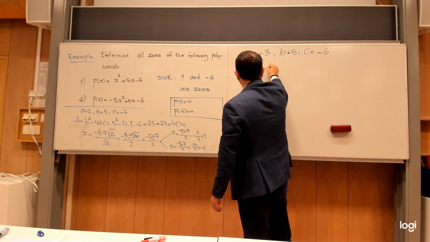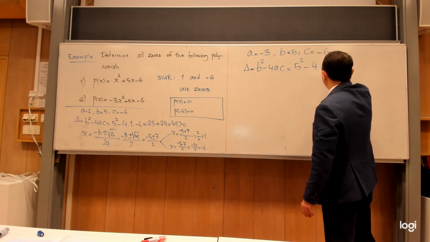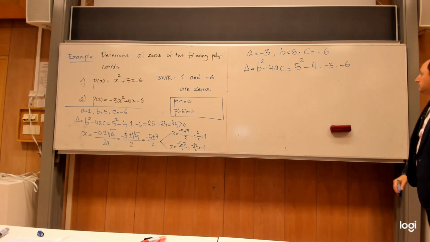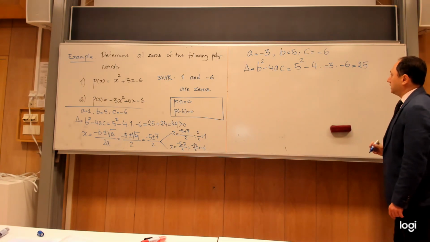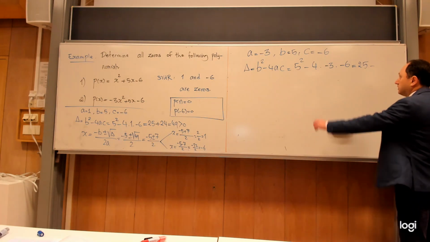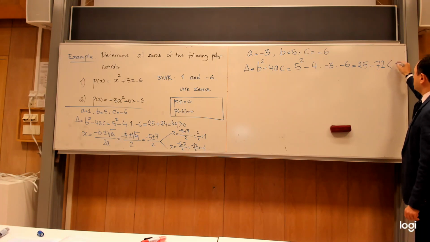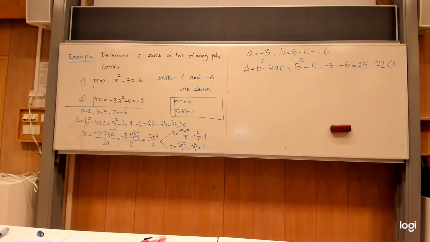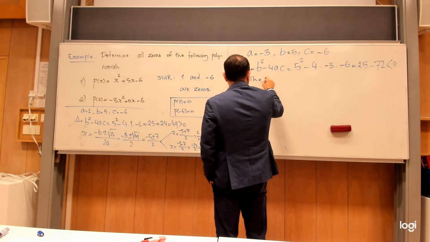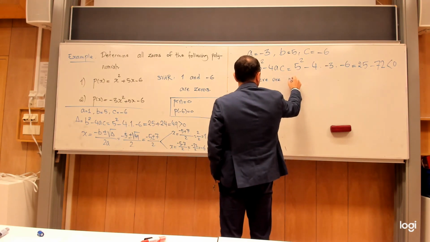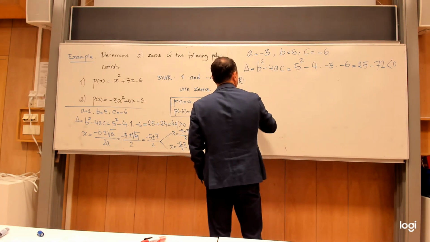Let me repeat the formula to memorize it. So B is 5 to the 2, minus 4 times minus 3 times minus 6. Am I right? So this becomes 25. How many minus signs are being multiplied? 3. So finally it becomes negative. 4 times 3, 12. 12 times 6, 72. I don't need to calculate because it is clearly negative. So 25 minus 72 is negative. So here I would say that there are no zeros. This polynomial has no zeros.